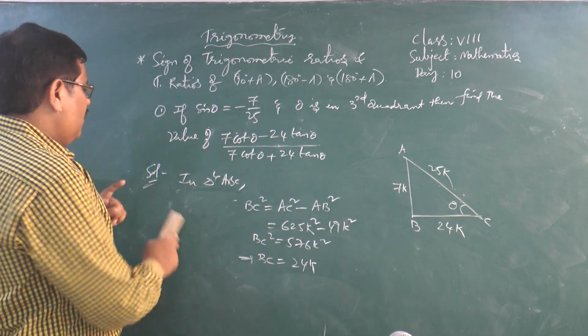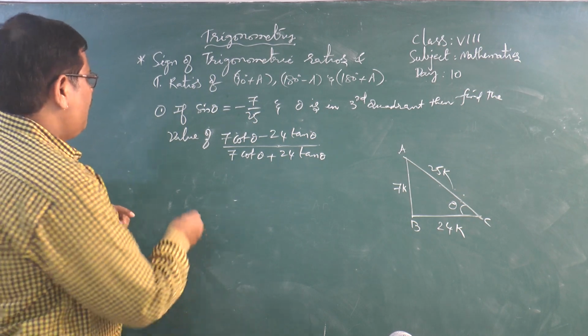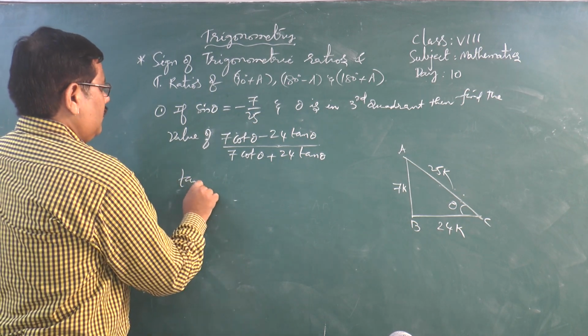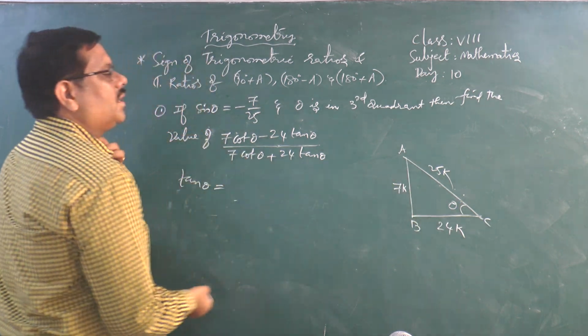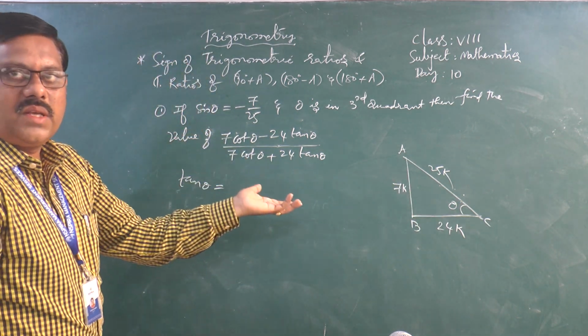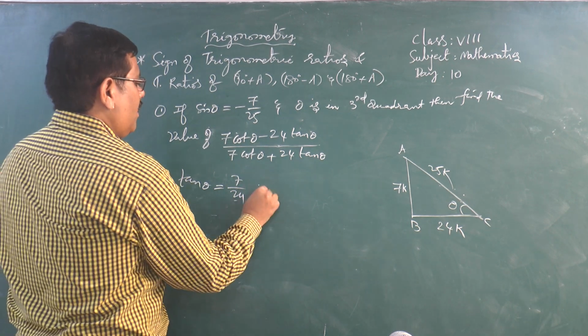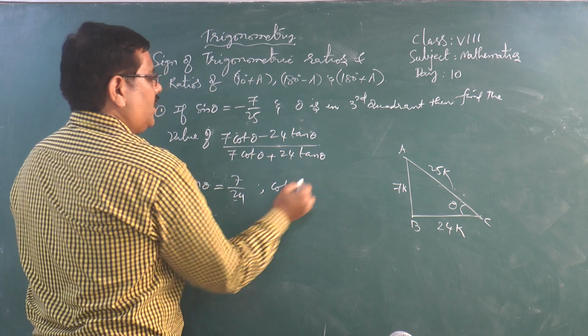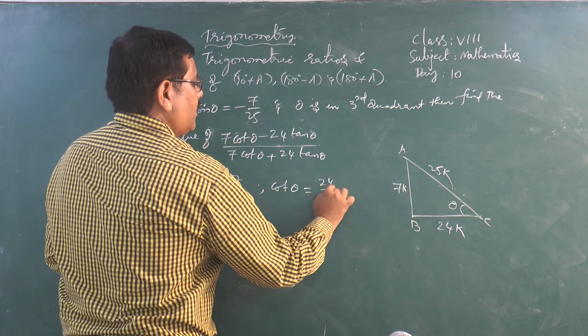Now we are going for the tan theta and cot theta values. Tan theta is the ratio of the opposite side to the adjacent side, so it is obviously 7 upon 24. What about cot theta? Cot theta is the ratio of adjacent to opposite, that is 24 upon 7.